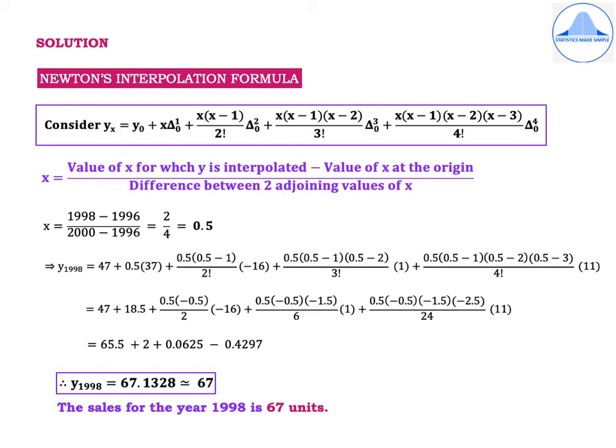Write the formula for x, which is the value of x for which y is interpolated minus the value of x at the origin divided by the difference between two adjoining values of x. So you get x equal to 1998 minus 1996 divided by 2000 minus 1996, which is equal to 2 divided by 4 equal to 0.5. Now substitute all the values from the table and do the calculations very carefully.